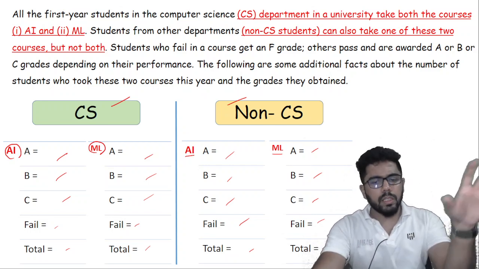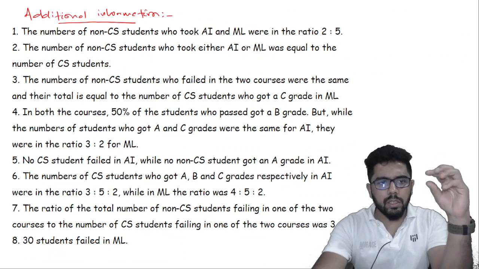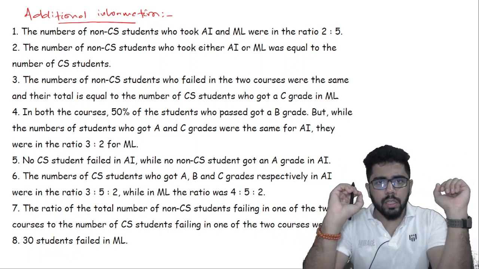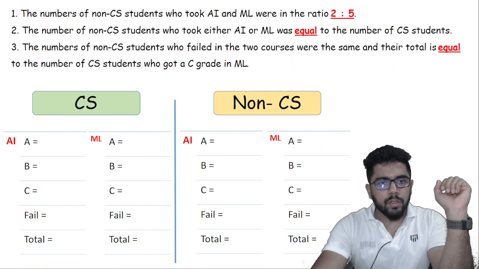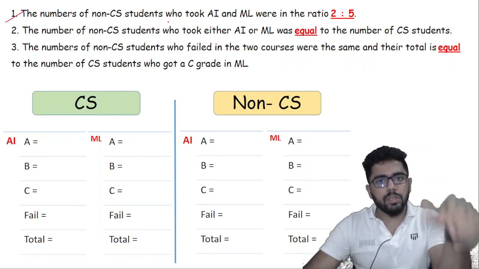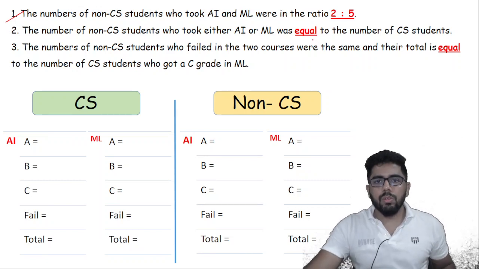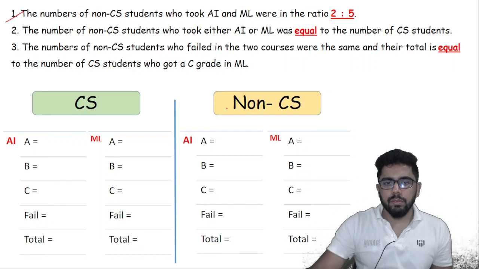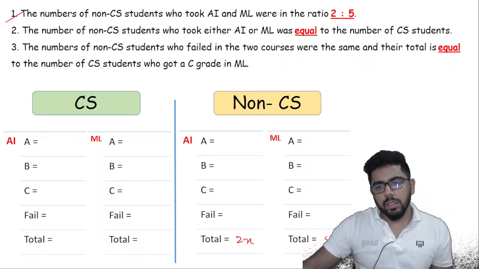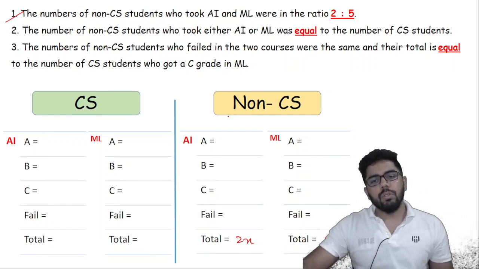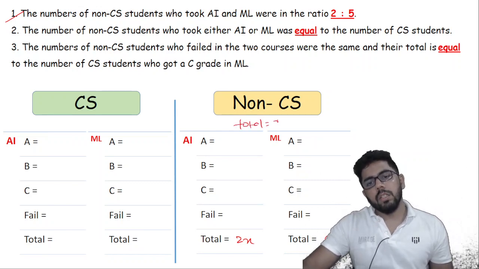All right, so there are 8 pieces of information, so we'll take a few at once and try and see how we can use them and put them in data form. First statement: the number of non-CS students who took AI and ML were in the ratio 2 is to 5. So if I am taking this as 2x, this will be 5x. Non-CS students who took AI and ML, so total I am getting 7x.